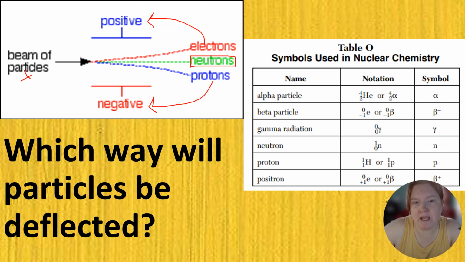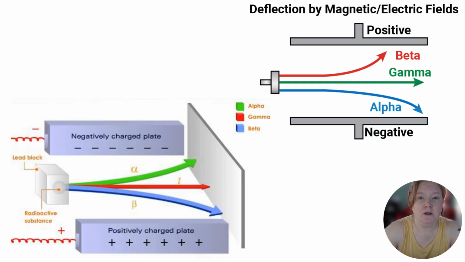Similarly, if we look at the particles in Table O and we look at the charge at the bottom, that's going to determine whether or not it will be deflected by a magnetic field or an electrical field. So beta particles, because those are electrons, are attracted toward the positive. Alpha particles or helium nuclei are attracted toward the negative. Gamma particles, just like neutrons, will pass through undeflected.